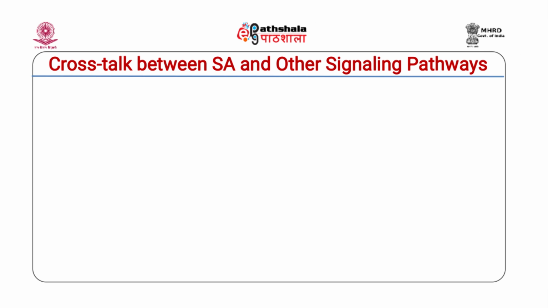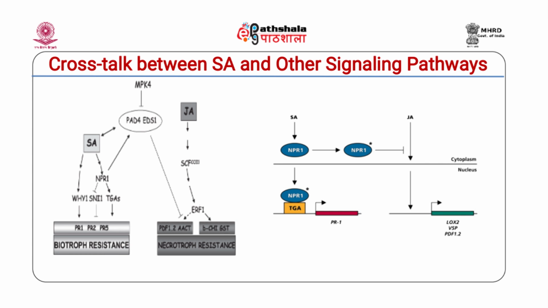Now, crosstalk between the salicylic acid pathway and other signaling pathways. The SA pathway interacts with several other signaling pathways. SA antagonizes jasmonic acid, auxin and abscisic acid mediated signaling. In general, SA signaling suppresses JA dependent genes and vice versa. SA-JA crosstalk is partially regulated by the redox state of the cell.